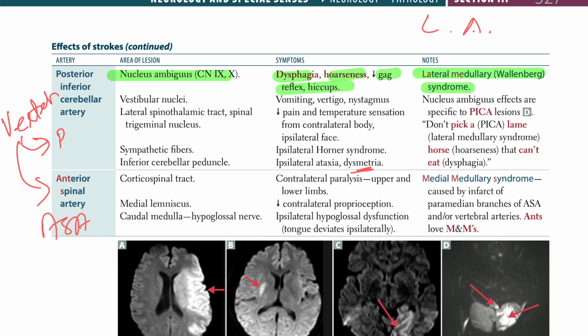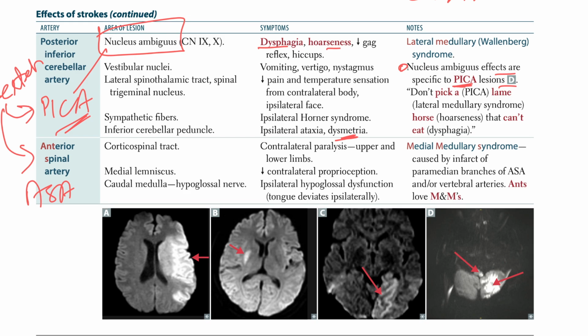With the lateral medullary, let me just erase my extra stuff. So you have the dysphagia, hoarseness. So nucleus ambiguus effects are specific. This is specific to PICA lesions. Picture D, let's take a look at picture D here. This is the nucleus ambiguus. Well, we wouldn't know, but it's something in nucleus ambiguus. Just think about it, okay?